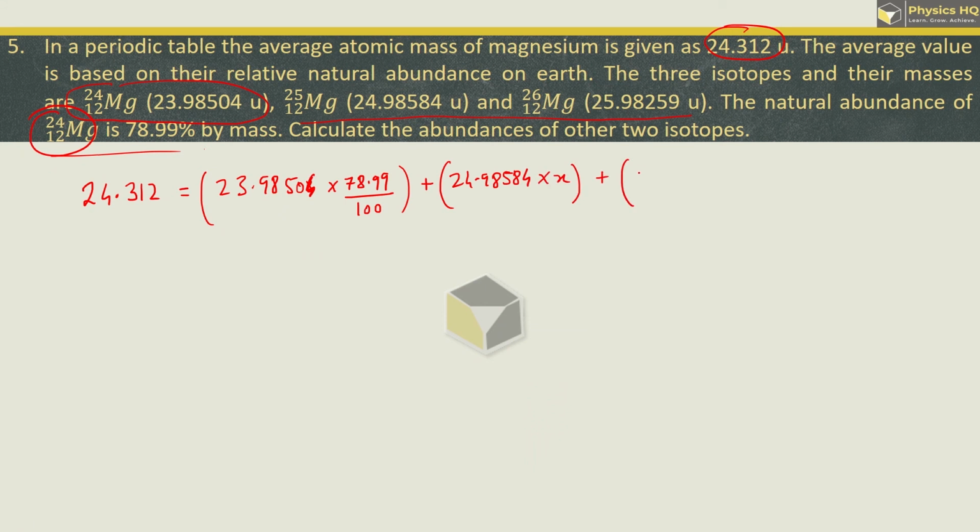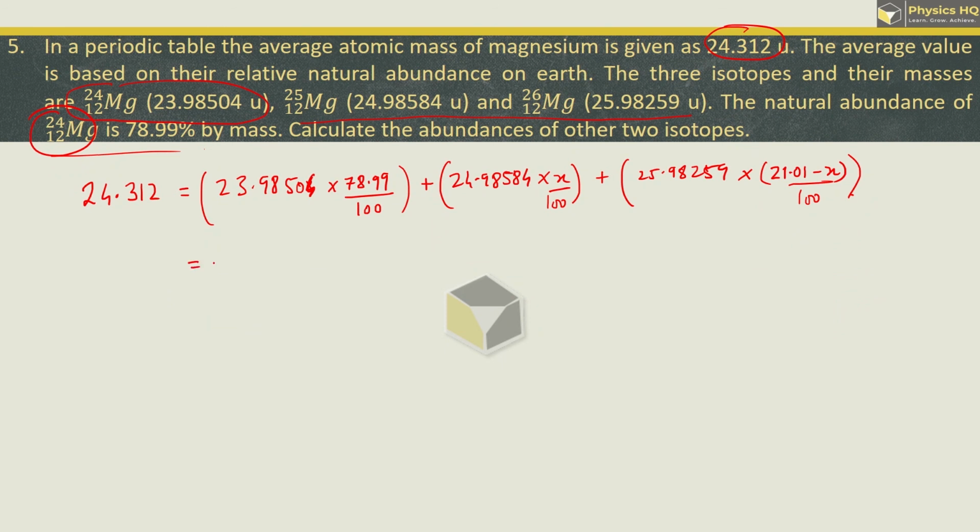तो थर्ड वाला जो बच गया जिसका मास है 25.98259, इसका कंट्रीब्यूशन विल बी 100 minus 78.99 minus x. सो ये आ जाएगा 21.01 minus x परसेंटेज इसका कंट्रीब्यूशन हो जाएगा. सो दिस विल बी डिवाइडेड बाय 100. दीज आर परसेंटेजेस. ओके, अब इनको मल्टीप्लाई करके सॉल्व करना पड़ेगा सो दैट ये आंसर आ जाए.